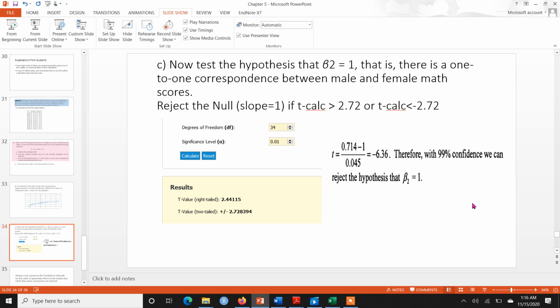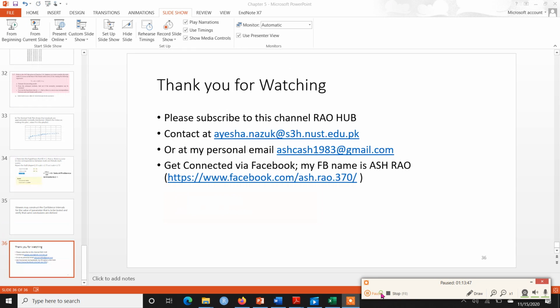Now part C was that you have to test the hypothesis that the slope is equal to 1 or not. How are we going to test it? I have already taught you how to calculate T calculated, how to find the value of T tabulated, and you can easily decide whether to accept or reject. So I am not discussing that again because that's already covered in the video. Then we reach the end of this video lecture. So we have covered the complete chapter number 5 of the Gujarati and Porter book.